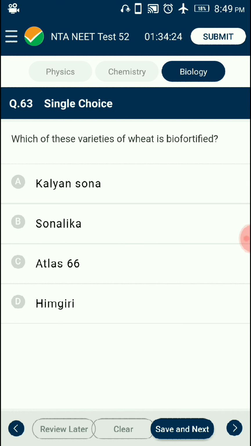Himgiri is a wheat variety resistant to plant diseases, leaf and stripe rust and hill bunt. It is obtained by hybridization. So the answer for this question is option C. Atlas 66 is the variety of wheat that is biofortified.